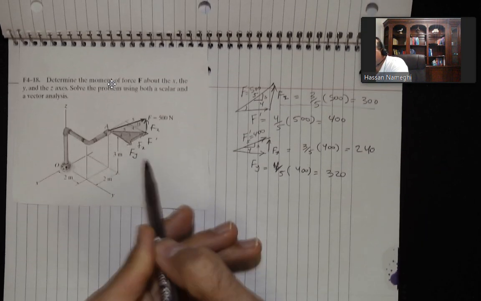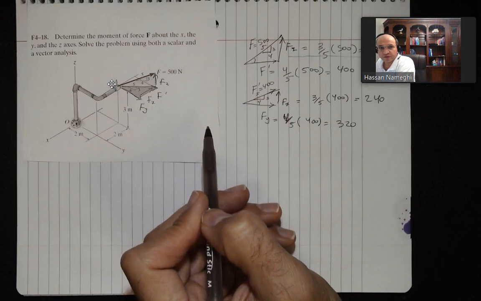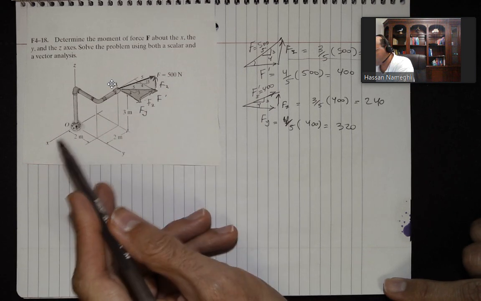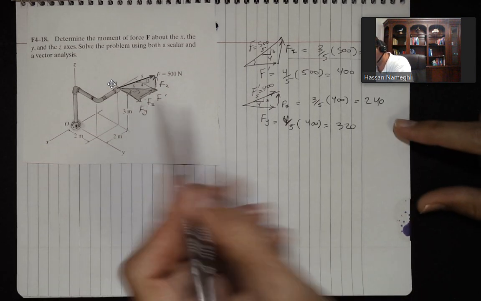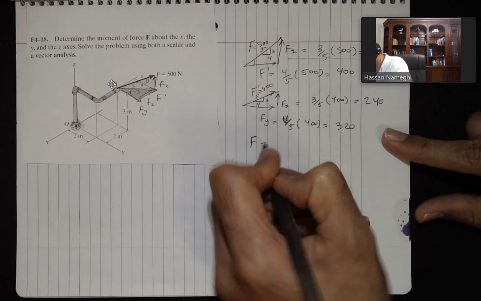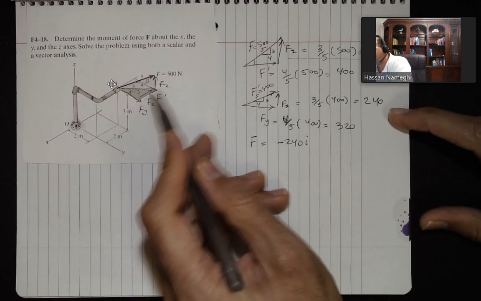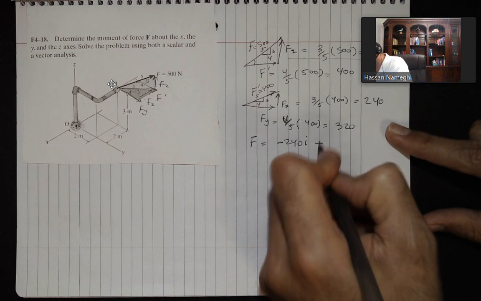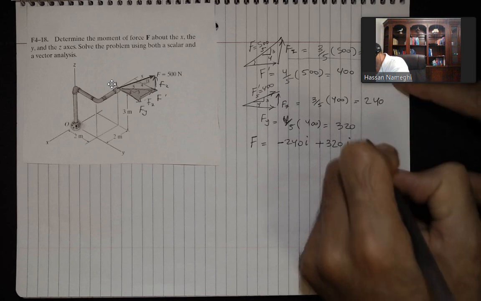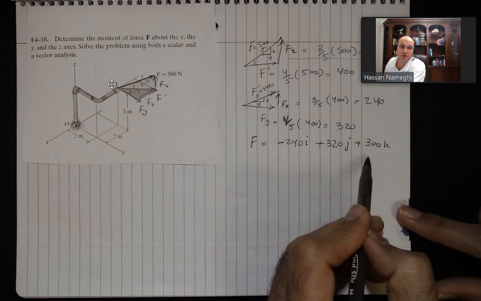The only thing that you need to remember, if you look into this picture, is that the force Fx is actually pointing toward the negative x. So if I retranslate this, I'm going to say force F is equal to minus 240I. The reason I put minus is because this is pointing to the negative. Plus 320 in y, which is J, and then plus 300 into the K. So I found the force in I, J, K components.